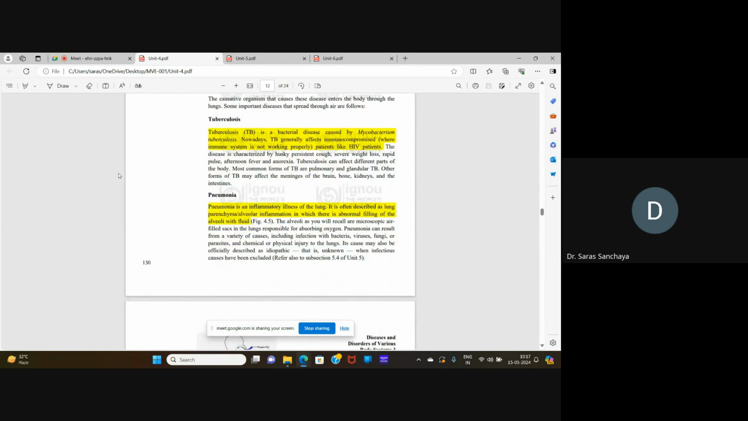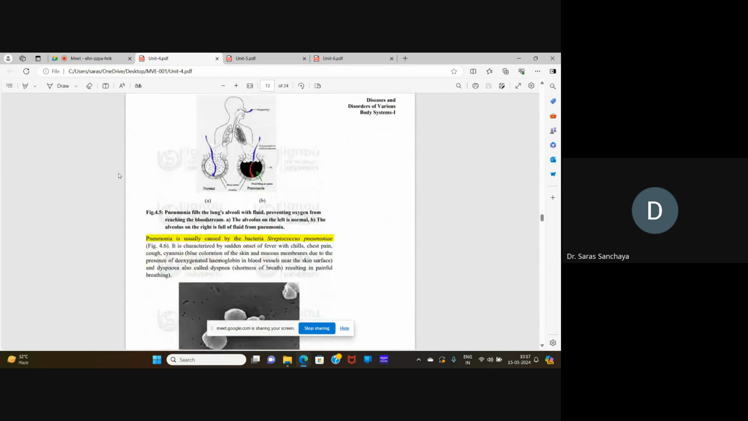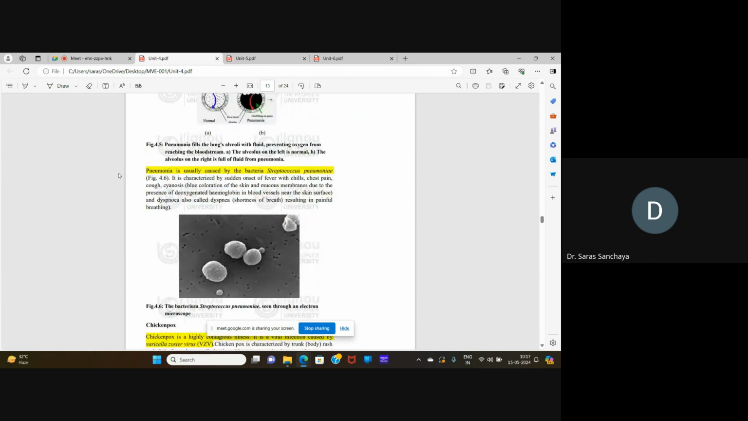Then pneumonia. Pneumonia is an inflammatory illness of the lung. It is often described as lung parenchymal alveolar inflammation in which there is abnormal filling of alveoli with fluid. Pneumonia is usually caused by the bacteria Streptococcus pneumoniae. There can be other organisms also, but the most common is Streptococcus pneumoniae.